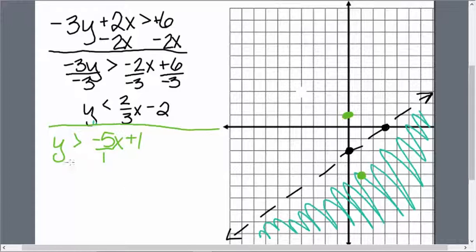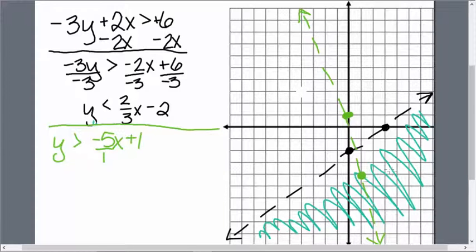Now if you'll recall, I have to decide whether this is a solid line or a dotted line. Since it does not have that equals to bar, this is a dotted line. So same deal, as long and as straight as you can make it, with arrows at the end. And then I must decide whether to shade above it or whether to shade below it.